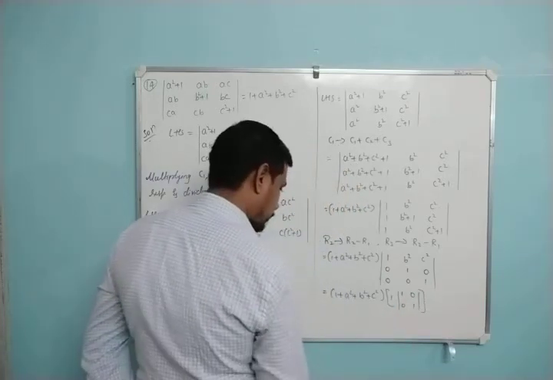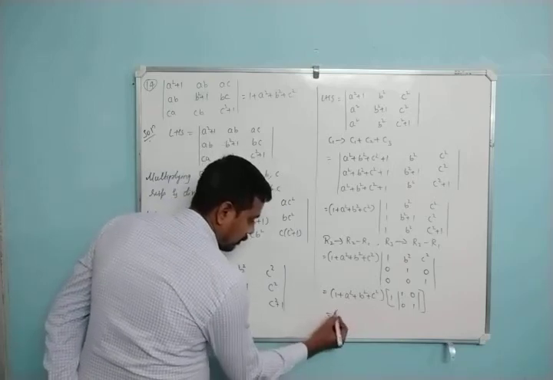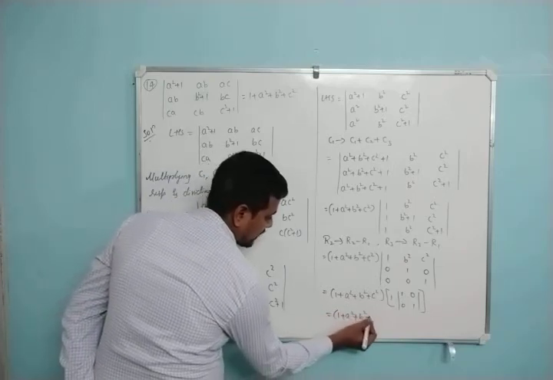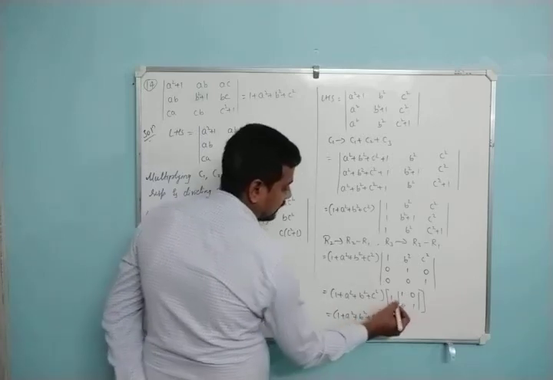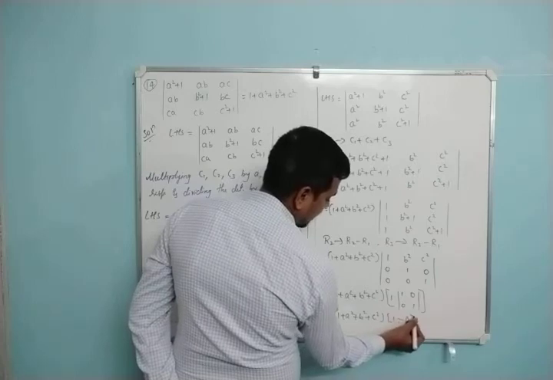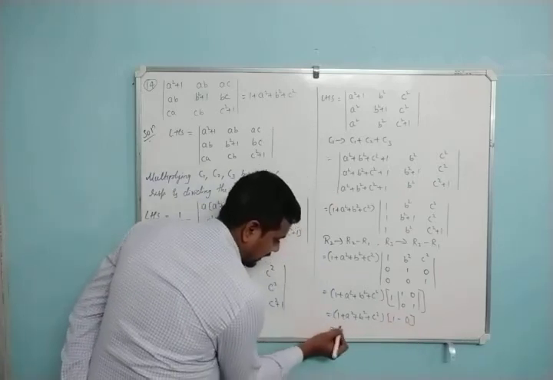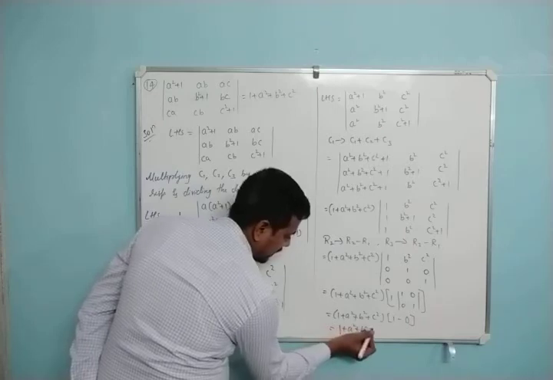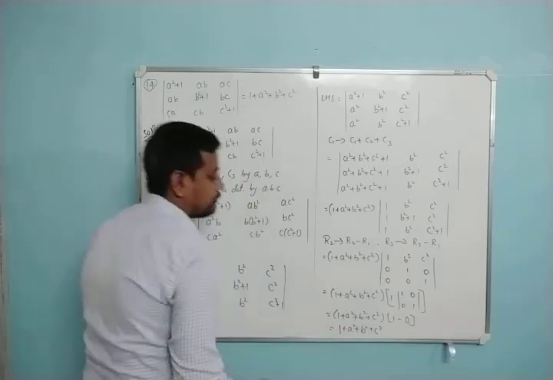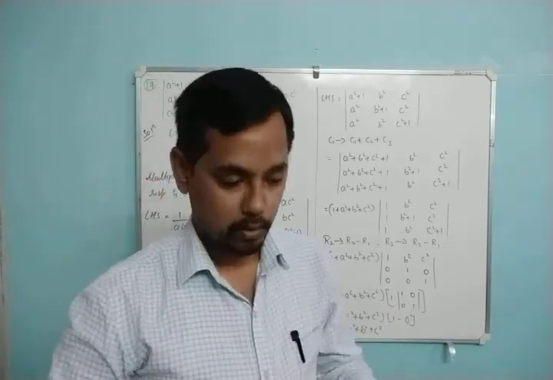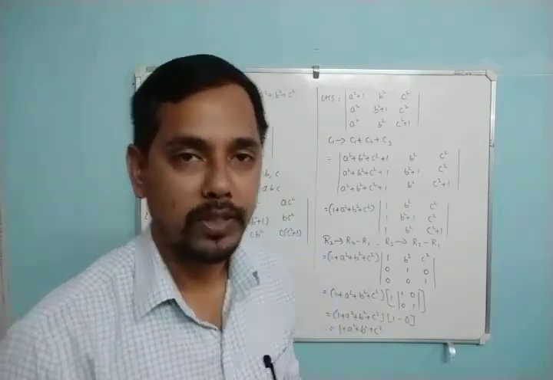Okay. So now 1 plus a square plus b square plus c square into, what is 1 into 1? 1 minus 0. So this can be written as 1 plus a square plus b square plus c square. Right? So that was asked to prove. We have proved it. So now we pause the video and make a note of this.